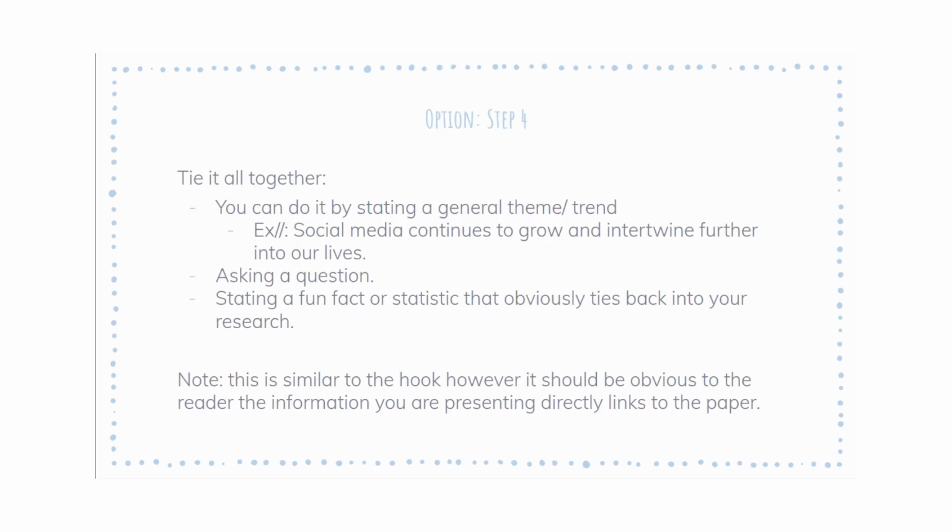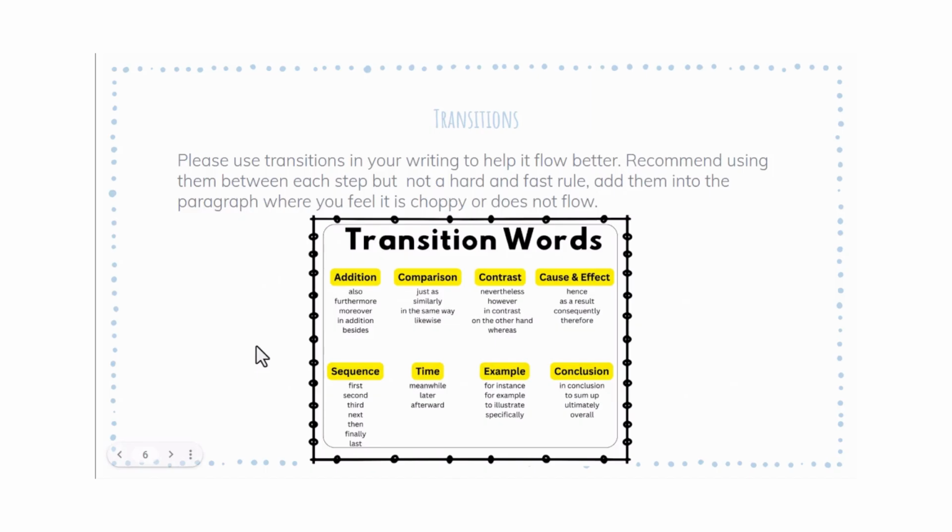Throughout your paper, make sure to use transitions such as in summary, overall, or ultimately to make your writing flow smoothly and naturally. Using transition words, which are recommended here, helps your writing flow better. I recommend using them between each step, but it is not a hard and fast rule. Add them into the paragraph where you feel it is choppy and does not flow.